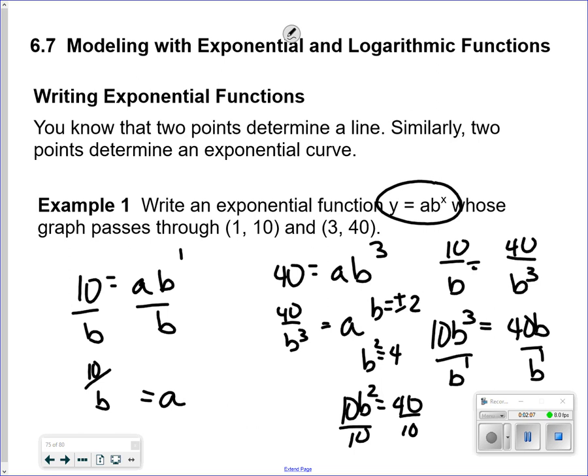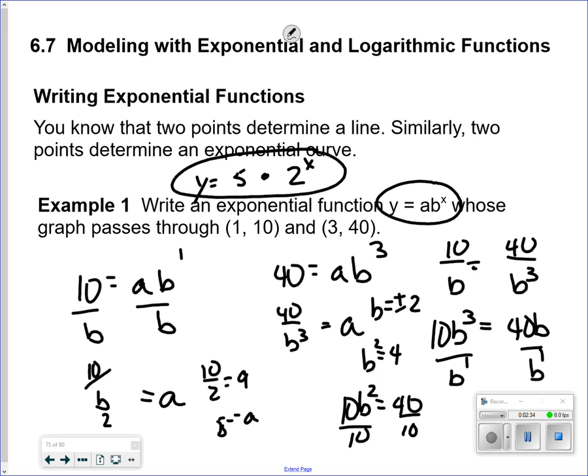Now let's talk just a little bit about that. Technically speaking, for exponential functions, we don't have a negative b value. So we're going to go with a positive 2 for the b. So what if I went over here with a positive 2? Well, 10 divided by 2 would equal a, so a would equal 5. So we're saying that y equals 5 times 2 raised to the x would hit both of those points.